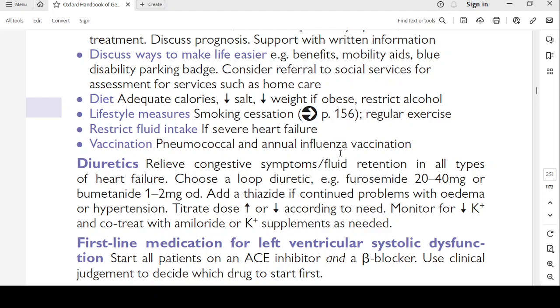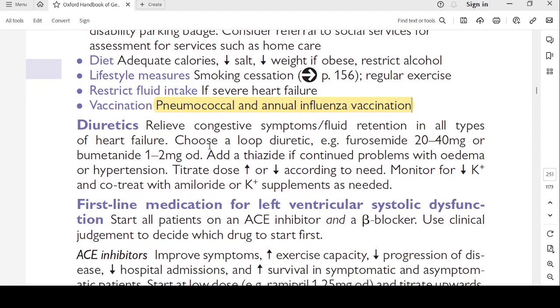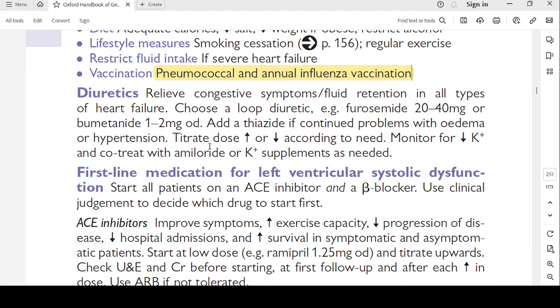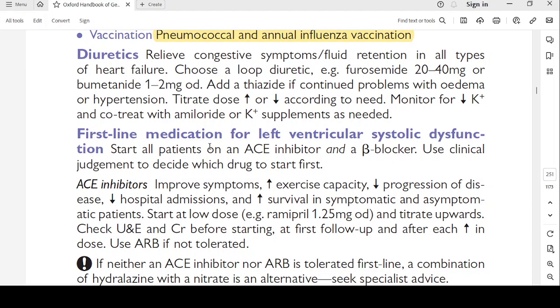Pneumococcal and annual influenza vaccination. So heart failure is one indication for pneumococcal, one of, and annual influenza vaccination. Diuretics relieve congestive symptoms or fluid retention in all types of heart failure. Choose a loop diuretic, for example furosemide 20 to 40 milligrams or bumetanide 1 to 2 milligrams OD. Add a thiazide if continued problems with edema or hypertension.